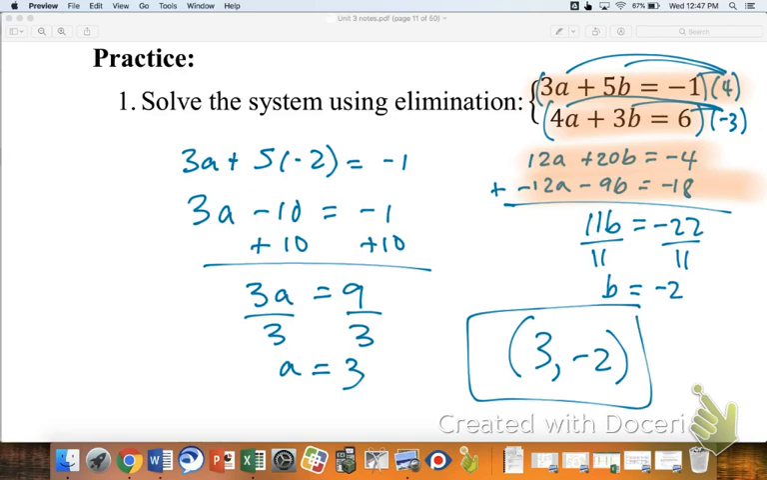Whoa. That took me a minute. What do you guys think? Oh, that's the first one. Okay, and then number 2, kind of unique.